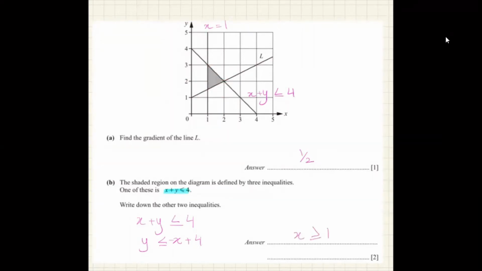How about the last one, which is line L? We found the gradient, which is half. Now we need the y-intercept. What is the y-intercept? The y-intercept is 1. It is mentioned already. So the equation of this line would be y equals half x plus 1. Now let's see what part is shaded. This part is shaded towards the upward side, which means that it would be y is greater than or equal to half x plus 1. And you're done with the question.